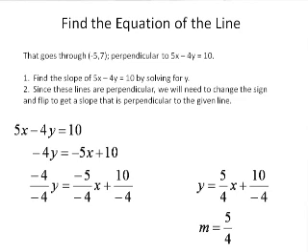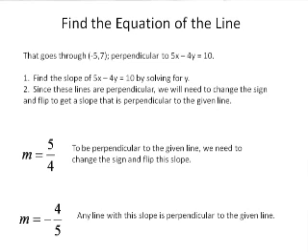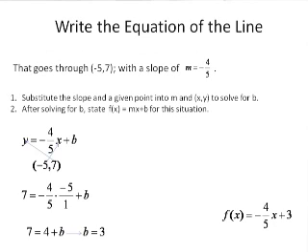Any line perpendicular to this line will have a slope that is opposite in sign and reciprocal. So the slope will need to be -4/5. So with the slope and a given point, we can find the y-intercept. Substituting this information into y equals mx plus b, we find a y-intercept of 3.